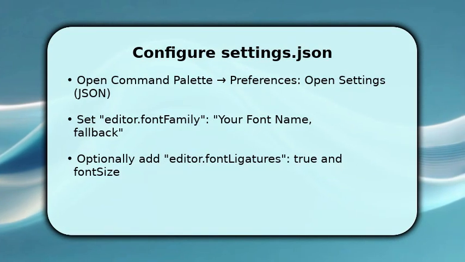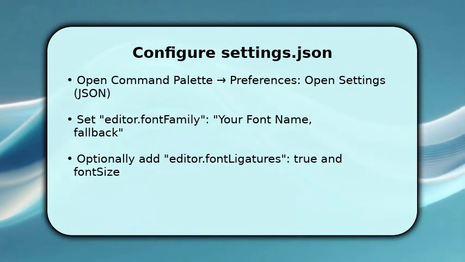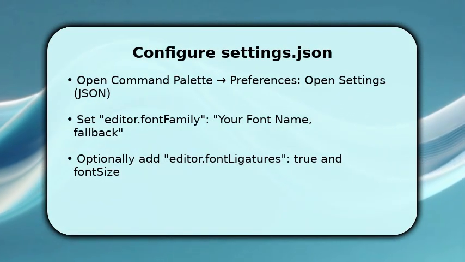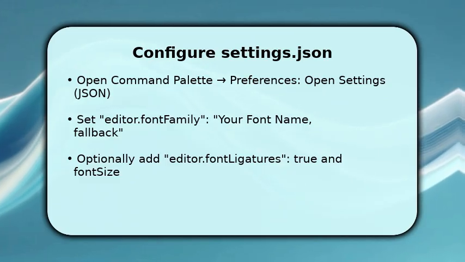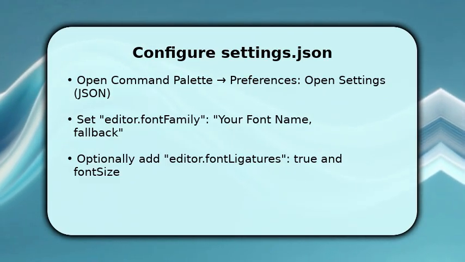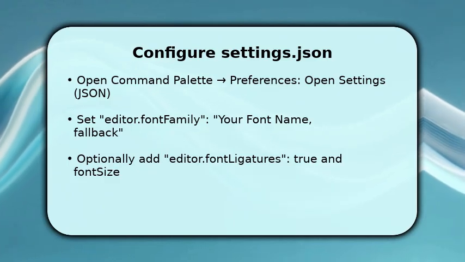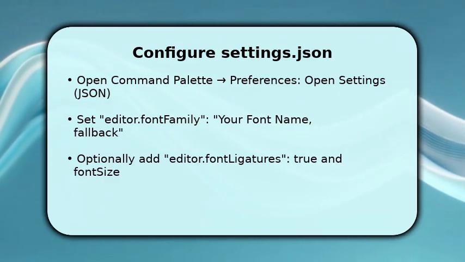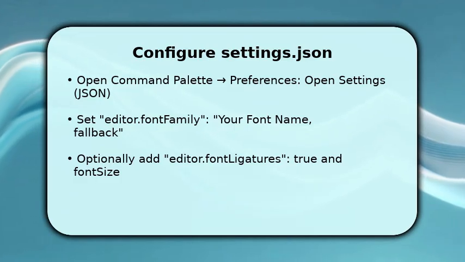Now you change VS Code settings directly in Settings JSON to target the new family. Open the command palette and choose Preferences: Open Settings (JSON). Set editor.fontFamily to the exact font name, followed by safe fallbacks like monospace.